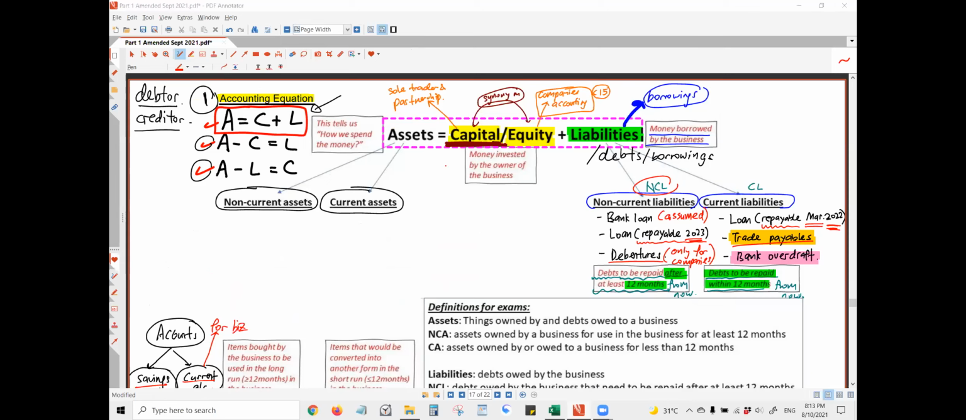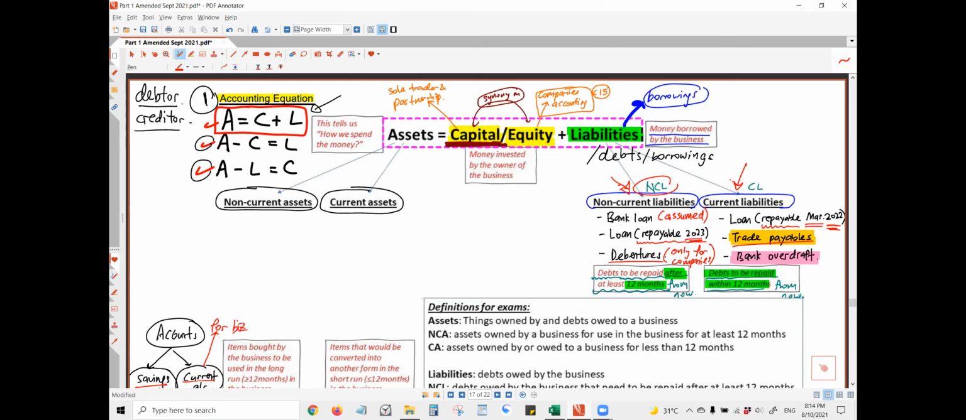So remember the accounting equation, A equals C plus L. I have explained to you in the first lesson what is capital and what is liability. Liability means borrowing. There could be two types of borrowing, NCL and CL. Now we are focusing on assets, and then I'll explain how they came up with this equation.